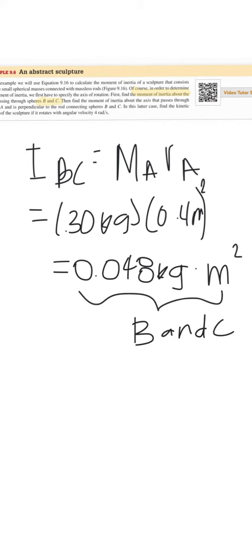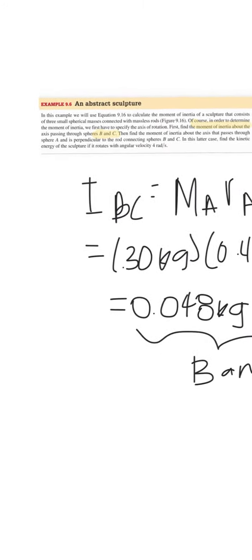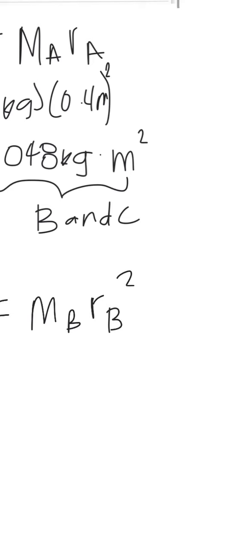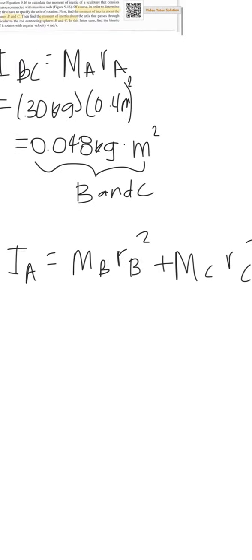So now the next part of the question is to find the moment of inertia with respect to A. So let's go ahead and find that now, the next part of the question. So we have with respect to A. So this is equal to MBRB squared plus MCRC squared. So now let's go ahead and plug in our values.